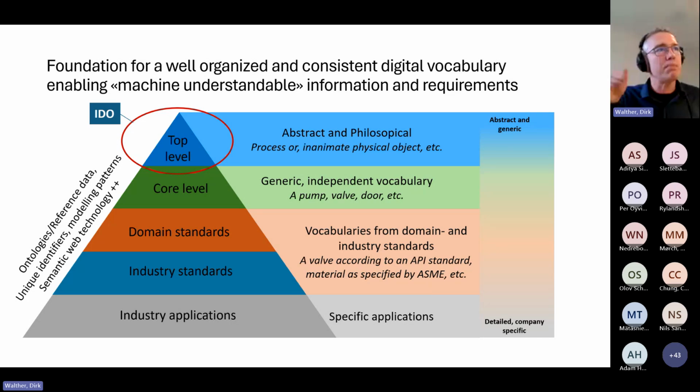So when you look at this pyramid picture, on top you find IDO, and then in a layered fashion, when we go down, we come to a core level, domain standards, industry standards, and industry applications, and we go to more and more domain-specific terminology. And all of that aligns with the main categories as provided by IDO. This is the idea.